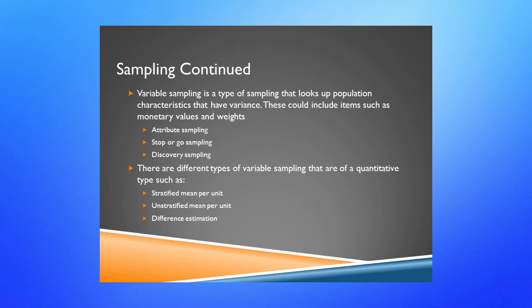Now, when it comes to the variable sampling, there are some different types of sampling you can do of a quantitative type. One is the stratified mean per unit, where you can actually break the information down into different groups and look at them individually as groups. The unstratified mean would be to look at the average mean for all of them. And the difference estimation is, of course, knowing what some of the expectations are, what the actual values are, and having, again, those guesses at the differences.